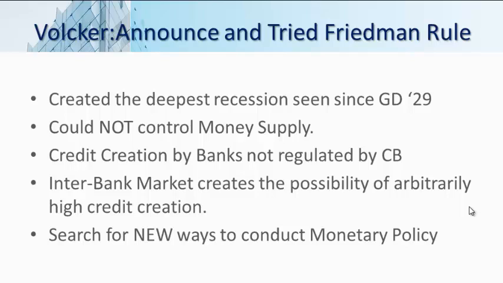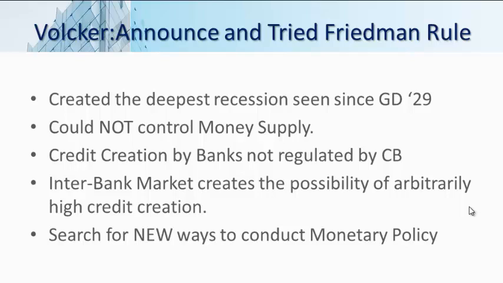Also, Volcker could not control the money supply. He tried to control the reserves, but the ratio between the reserves and the actual money was very erratic, and that is because credit creation by banks is not regulated by the central bank. When the economy is booming, they create lots of money, and when it's going into free fall, they contract the money supply.